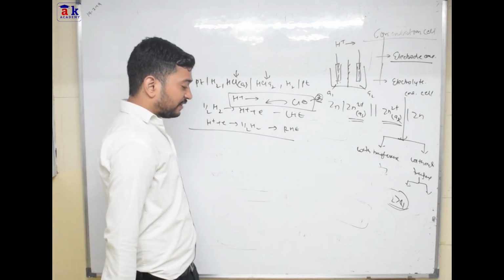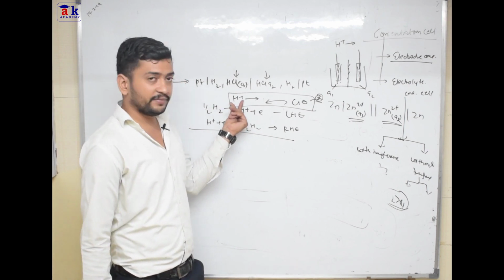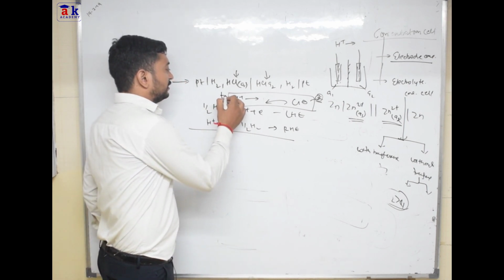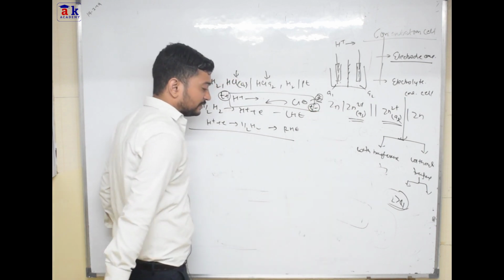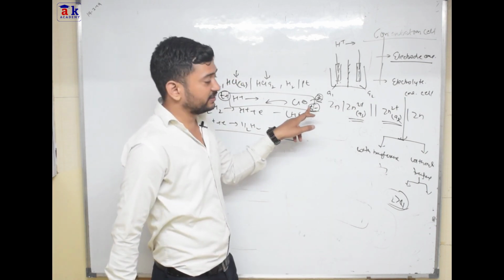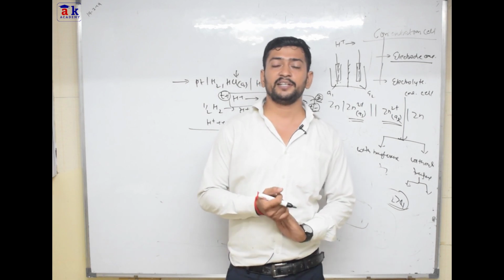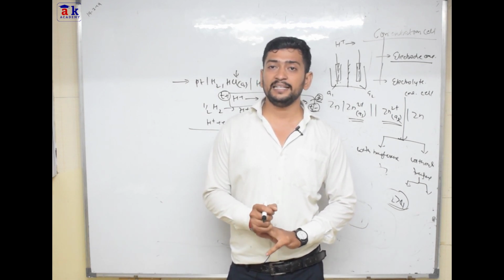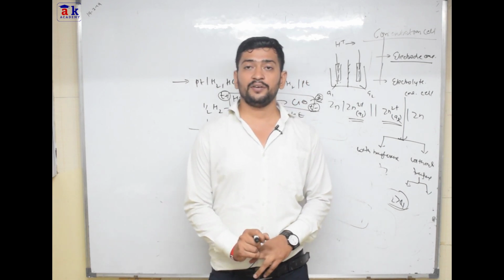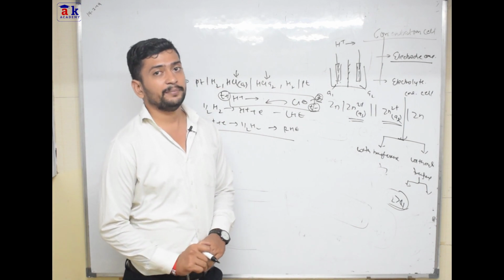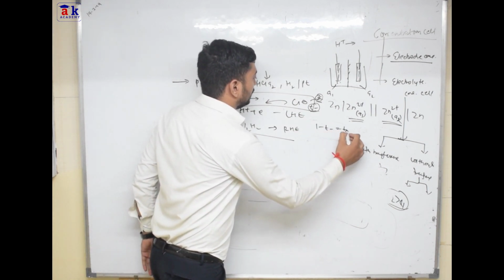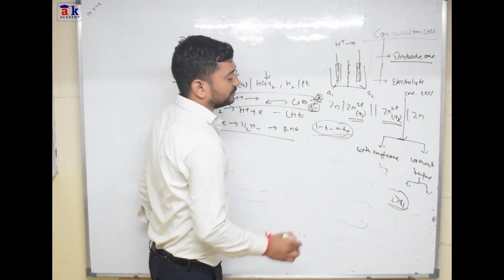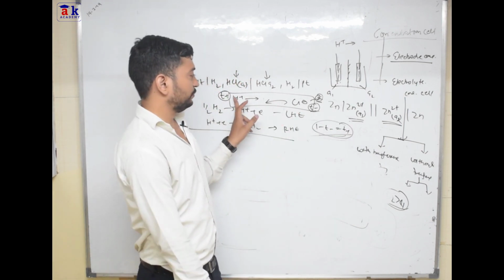Now let's see what will happen. Suppose the transport number of H+ is T plus and the transport number of Cl minus is T minus. Actually, first we will consider this Cl minus. If the transport number of Cl minus is T minus, then the transport number of H+ will be 1 minus T minus, which is equal to T plus. So this is the transport number of the cation, basically H+.